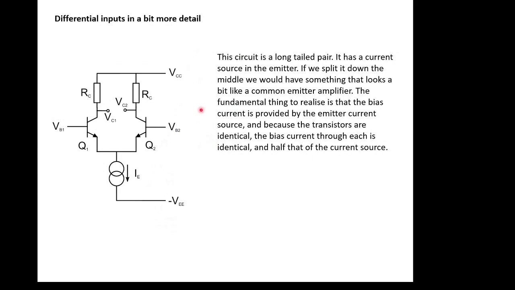So this is a circuit known as a long-tail pair. The interesting thing here is we have a current source in the emitter. So this is the emitter current, and it's a current source. And the interesting thing about current sources is they give a constant current, and it doesn't matter what voltage is across them, they will give you a fixed current, irrespective of what you try and do to it, within reason. And this is the way of biasing these transistors.